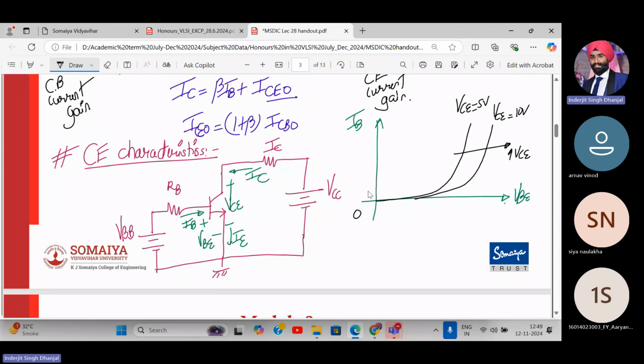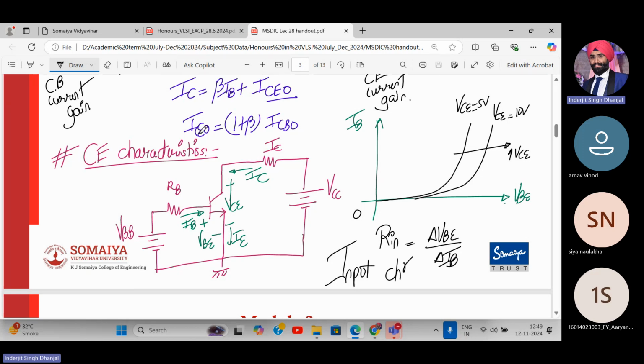So from the input characteristics, what information do you get? The input resistance of the device, delta VBE upon delta IB. Agree? Yes or no? So this is my input characteristics, just like a revision I already told you all.